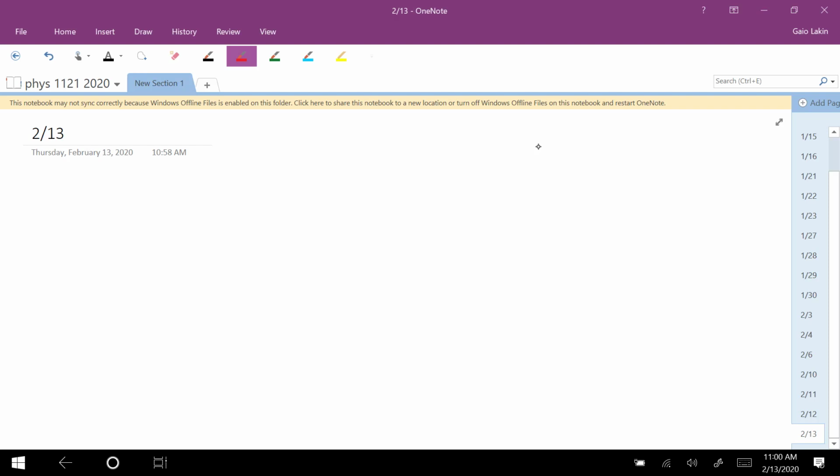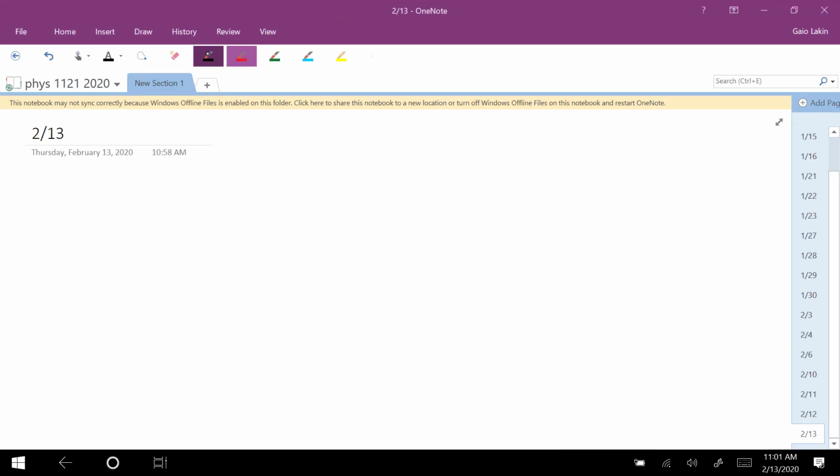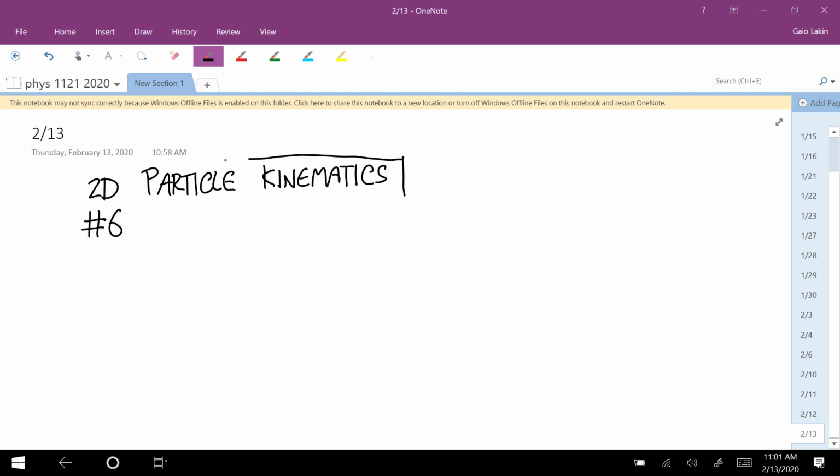Yeah. Number 6. Do you happen to have it with you, or anybody? Okay. So the first question is 2D particle kinematics. Number 6. This is the one where someone's shooting a basketball.